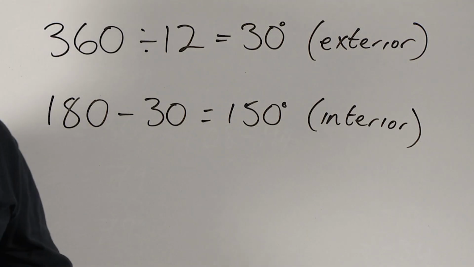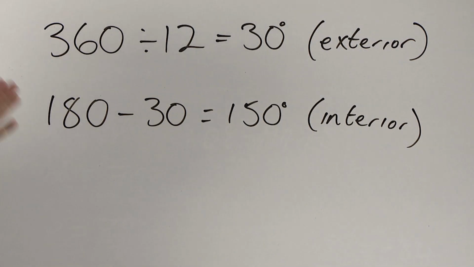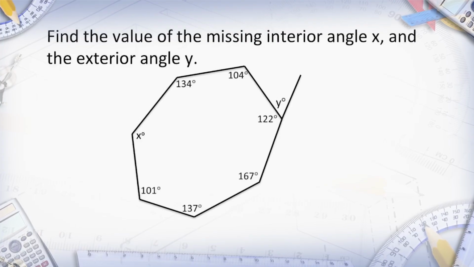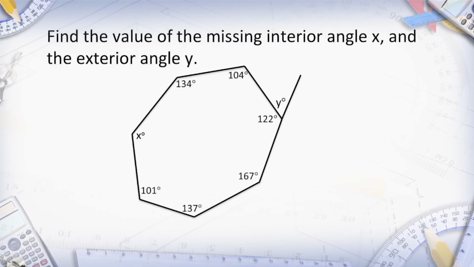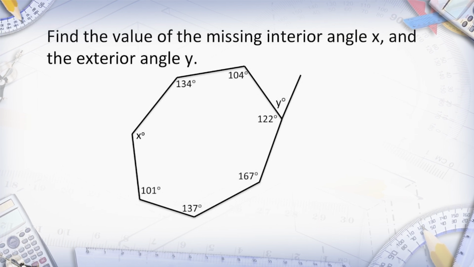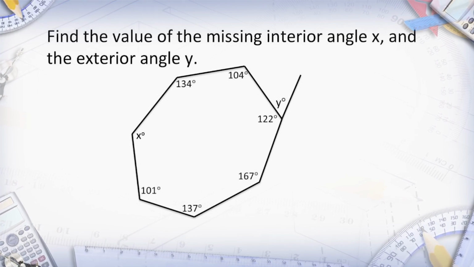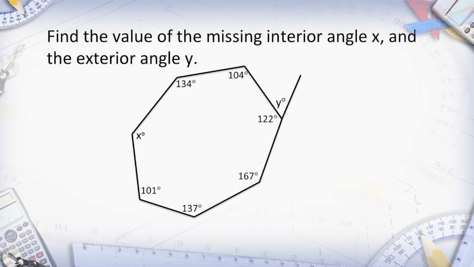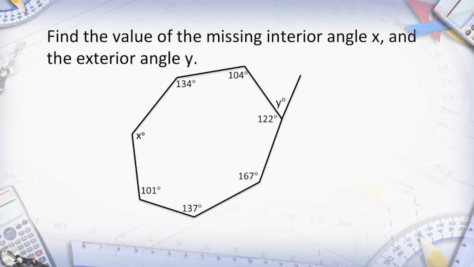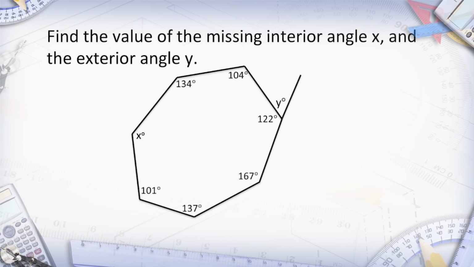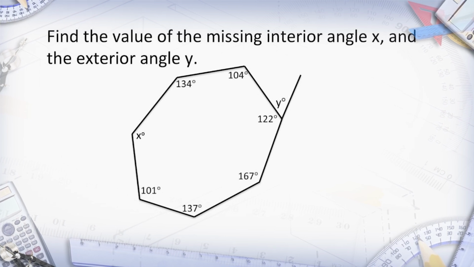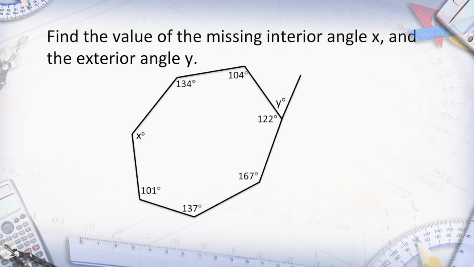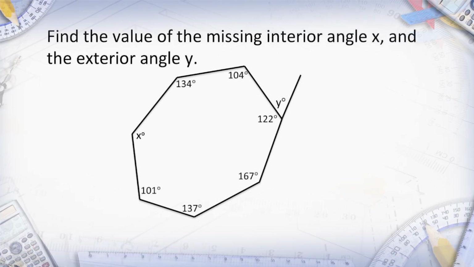Now, if we look at another example, this is a case here where we have an irregular polygon. So for an irregular polygon, they have to give you all the other interior angles apart from the one they're asking you to find in order for you to find it. So therefore, in this example, it's a 7-sided irregular polygon, they've given us 6 out of the 7 angles, which means we can work out what that missing one is.